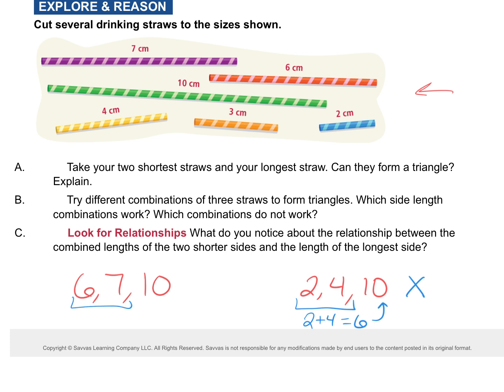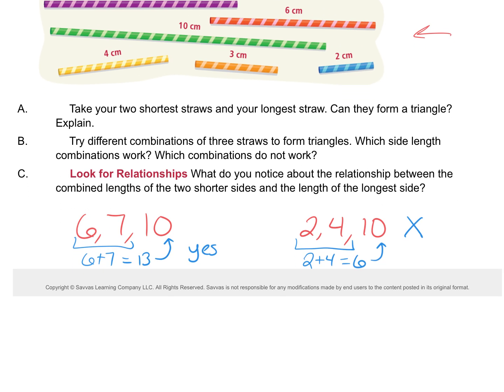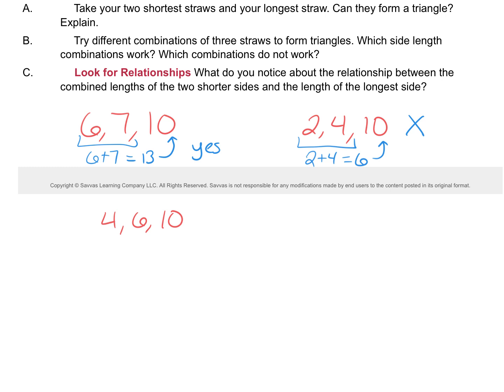With these ones, if I take these 2 smallest sides, 6 plus 7, okay, that gives us 13. Will that cover the distance of 10? Yes. Okay, I'm going to give you another example. If I did 4, 6, and 10, do you think those sides could make a triangle? Let's do the strategy we did above. 4 and 6, add those together, what do I get? 10. I agree those are equal. However, this would not connect.